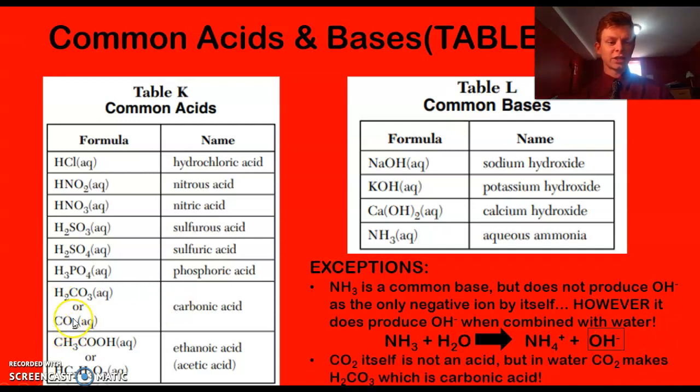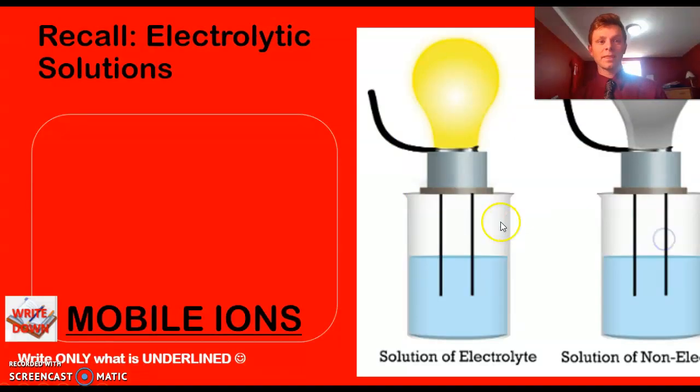CO2 itself, you'll see CO2 over here. CO2 itself is not an acid, of course, but CO2 in water makes H2CO3. So you'll see this H2O and then CO2 combination comes up with carbonic acid, H2CO3. So that's why the CO2 is here. There's nothing for you to write down here. Again, I just wanted to discuss it a little bit.